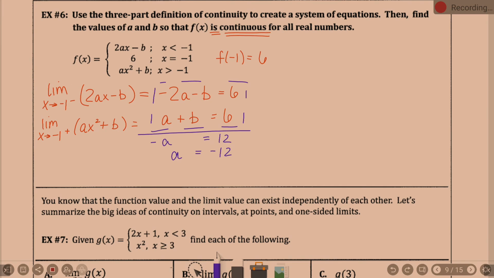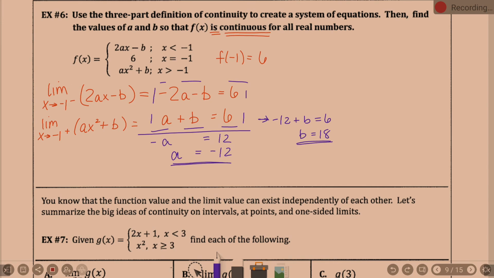In order to find b, instead of a, I can say negative 12 plus b equals 6. And so b is going to be 18. I had 18. Yeah, in mine. Are we good? It just makes my head hurt. Let's go to the next question.